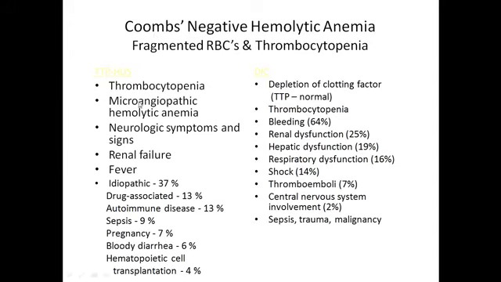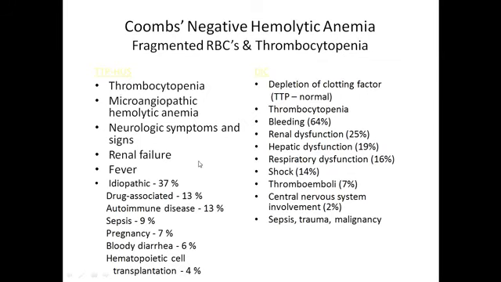Thrombotic thrombocytopenic purpura and DIC. It is very important to know the causes of DIC. Pathophysiology: depletion of clotting factors, thrombocytopenia, bleeding, renal dysfunction, hepatic dysfunction, respiratory dysfunction. Mainly the causes of DIC are overwhelming infection, malignancy, drugs, septicemia.